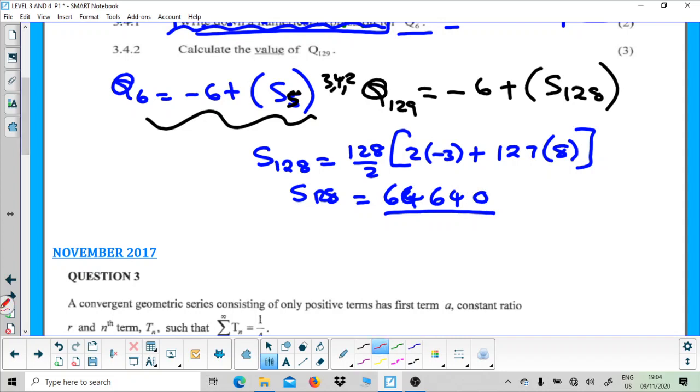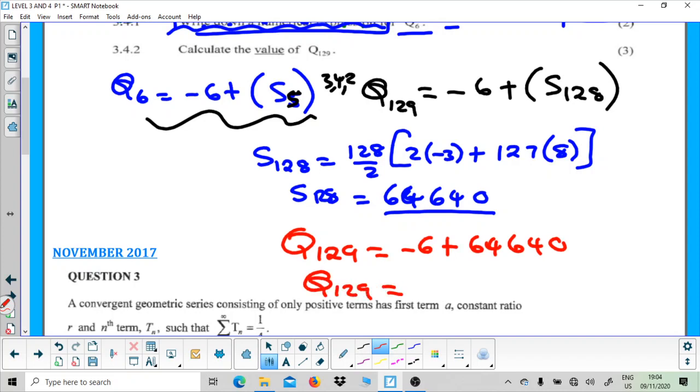So if you now want Q129, you're going to say negative 6 plus 64640. What will Q129 become? 64634. That's an interesting number. Nobody wants to say 64,000 at all. Okay, that's the answer that we're getting. That's Q129. That was, according to me, the interesting, different way of getting it. If you did it the quadratic way, well, that was too general, isn't it? But you were going to get there anyway.